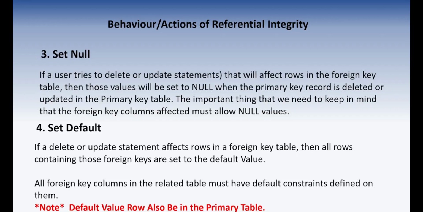The next behavior or action of referential integrity is set null. If a user tries a delete or update statement that will affect rows in the foreign key table, then those values will be set to null when the primary key record is deleted or updated in the primary key table. The most important thing to keep in mind is that the foreign key column must allow null values. So let's again go to the SSMS screen and understand the third behavior of referential integrity, that is, how we can set null in our table.